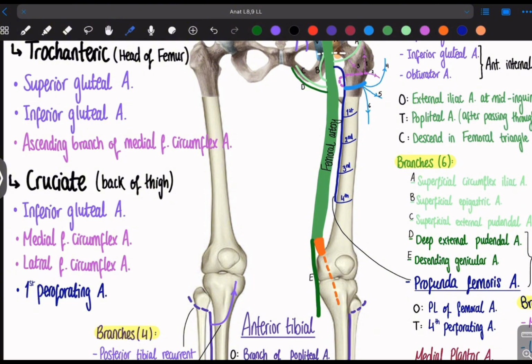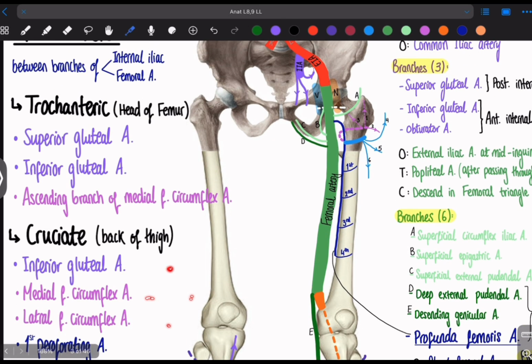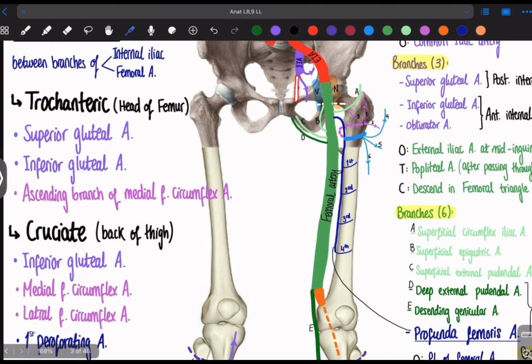Another way you can remember it is we have one branch from the top, one branch from the bottom, and then two branches from the side. So the branch on the top is the inferior gluteal artery, because it's here. The branch from below is the first perforating artery.